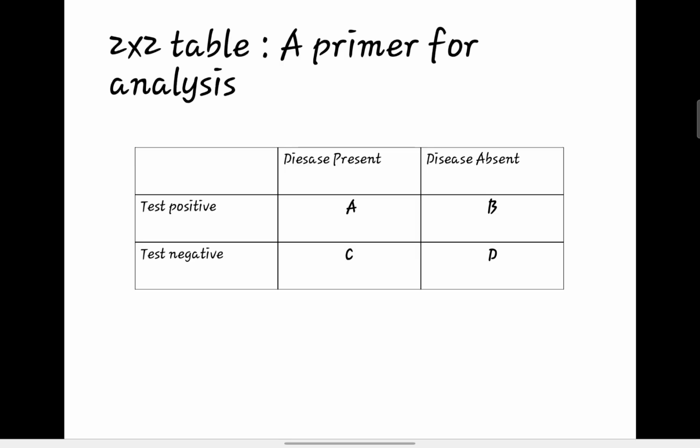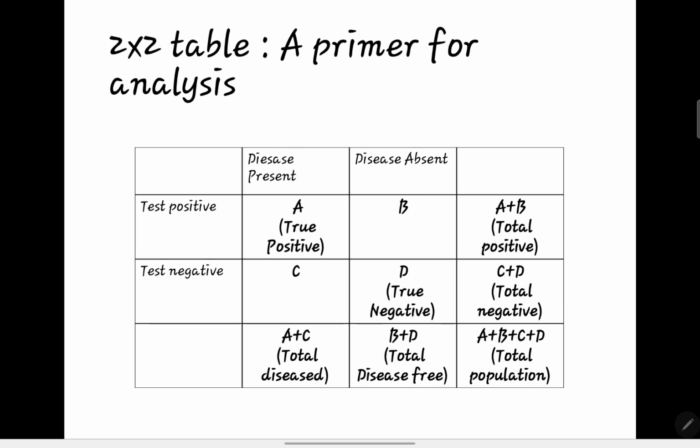So this is a 2x2 table which we'll be using throughout this presentation. Here in the row side we can see the test parameters, that is whether the test is positive or negative, and on the column side there are disease parameters, so that is disease present or absent. So in this we can see that A is a condition known as true positive, where the test is positive in patients in whom the disease is present, whereas D is a condition known as true negative, where the test is negative and disease is absent.